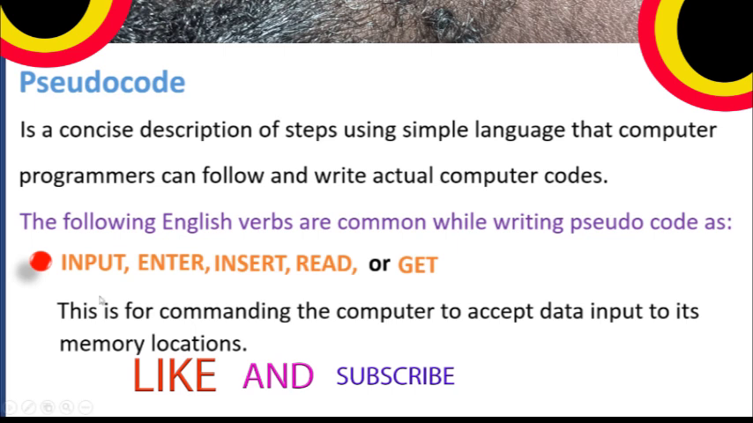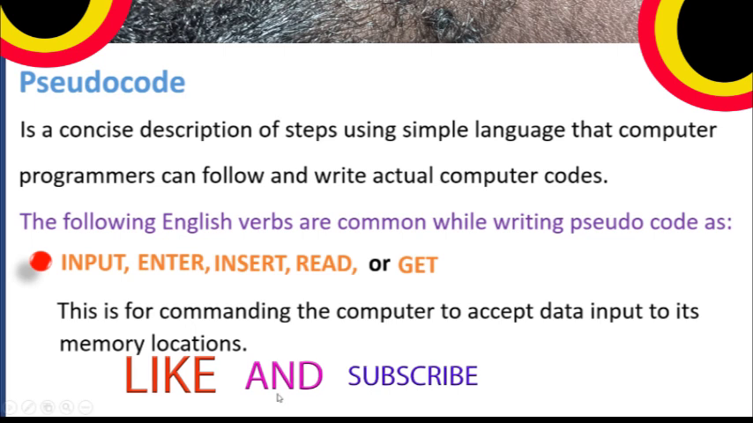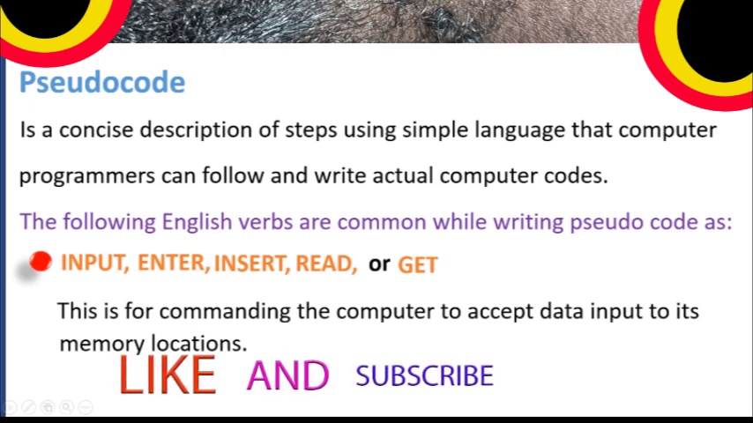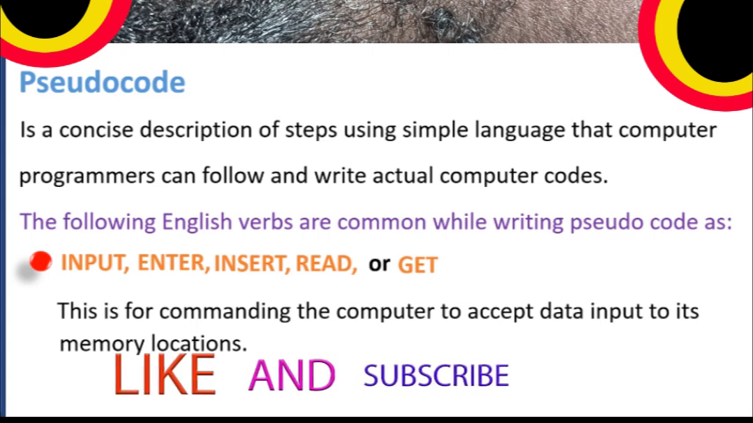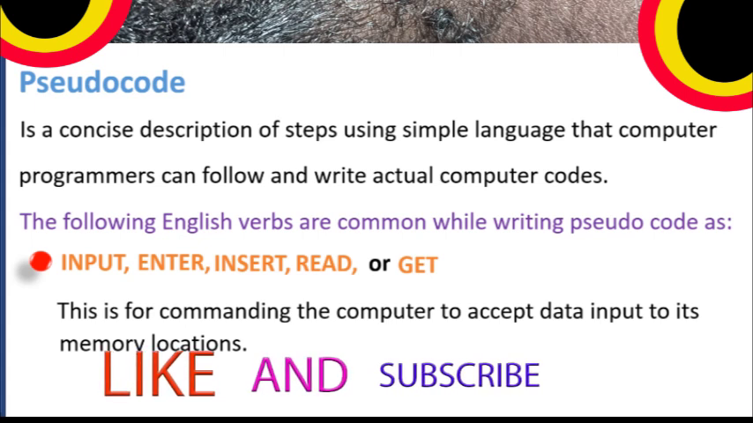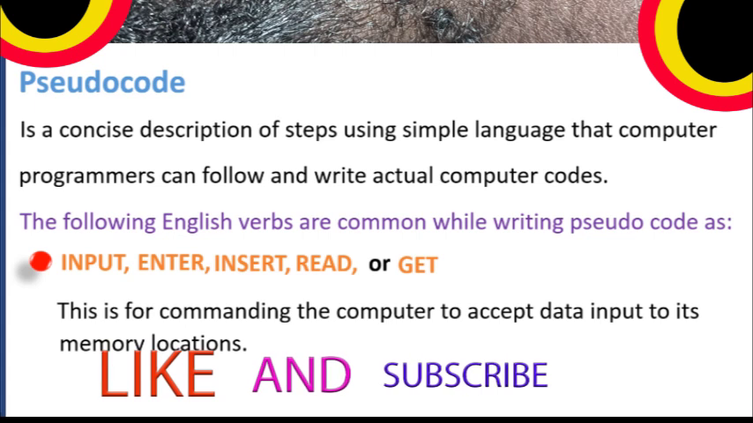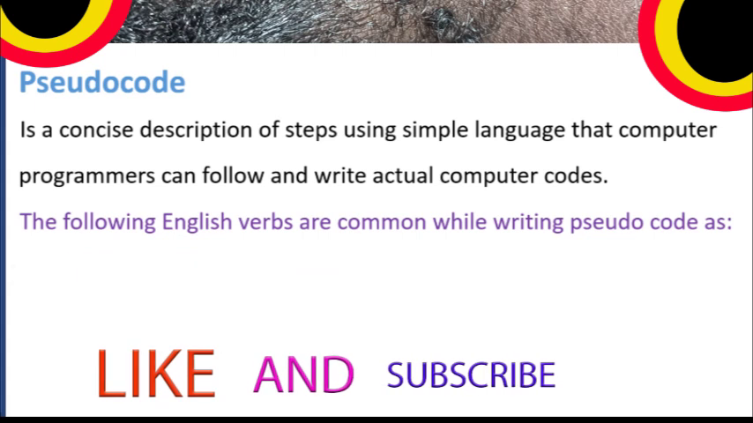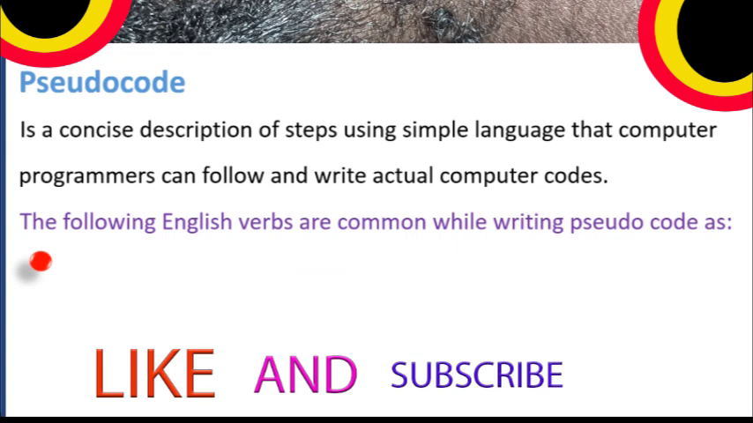Now, the moment you make these commands, it means that you are commanding for that information to be stored in its memory location, the memory of a computer. When you enter data, the computer has a memory. The moment you enter that data, it must have a location to stay, to keep resident there before it can be processed.